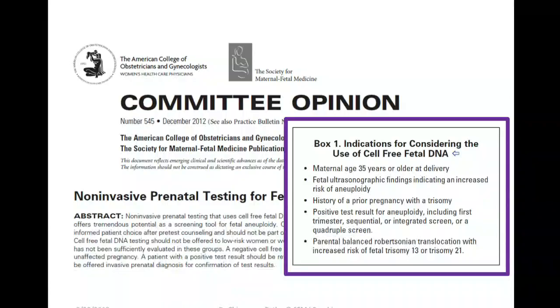Whenever there is a history of a prior pregnancy with trisomy 21, you could use cell-free DNA as a primary screening method for trisomy 21. A positive result on aneuploidy screening, including first trimester sequential or integrated screen or even a quadruple screen. So, basically any of these conventional methods, if they are high risk for aneuploidy, you could use cell-free DNA as your secondary screening. If the parents are carrying a balanced translocation which increases the risk of trisomy 13 or 21, again she is a candidate for primary screening with cell-free DNA because it is most accurate.